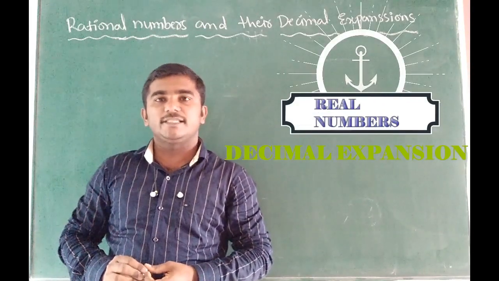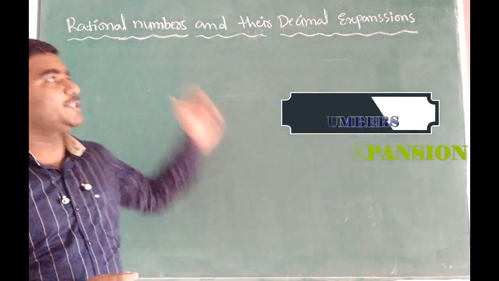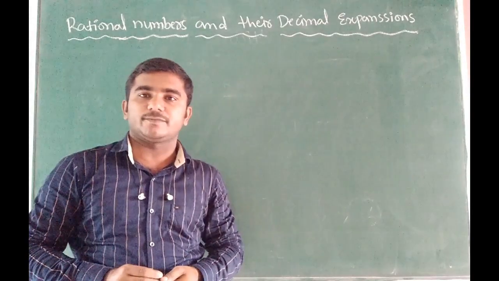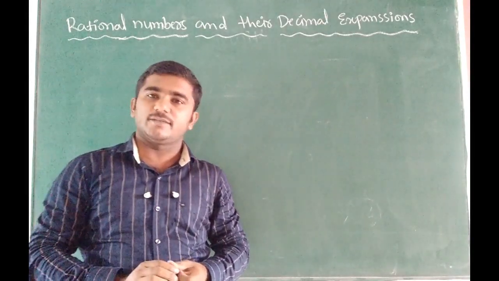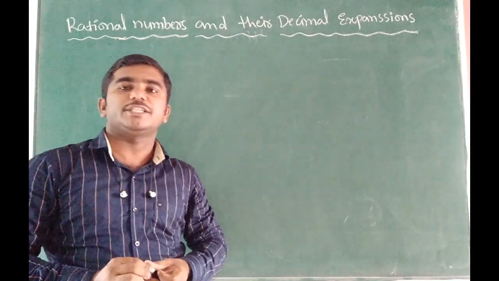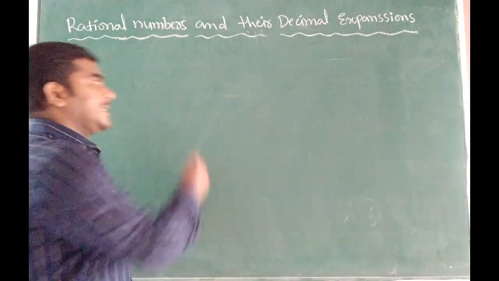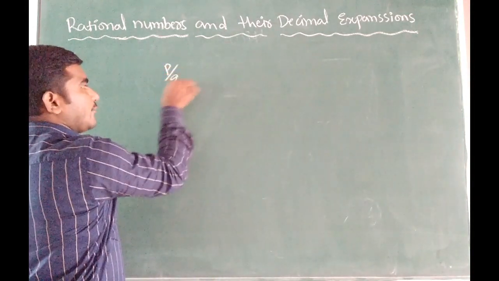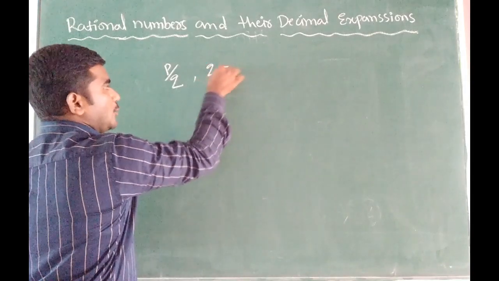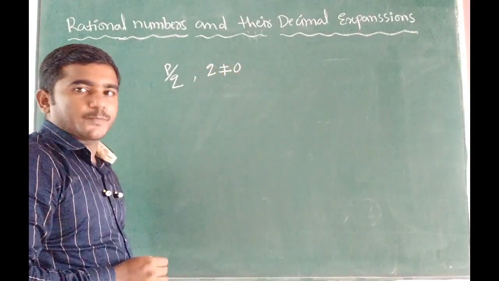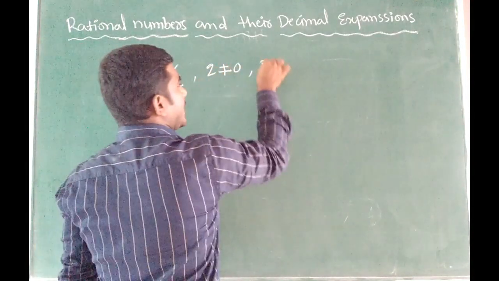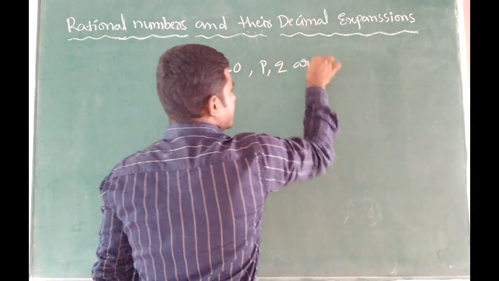Session. Today we'll discuss rational numbers and their decimal expansion. What are rational numbers? A rational number is a number in the form of p by q, where q is not equal to 0 and p, q are integers.